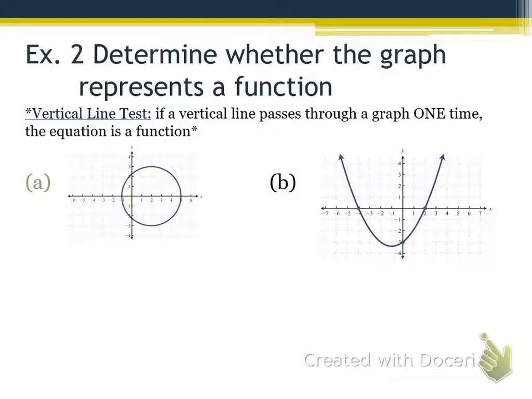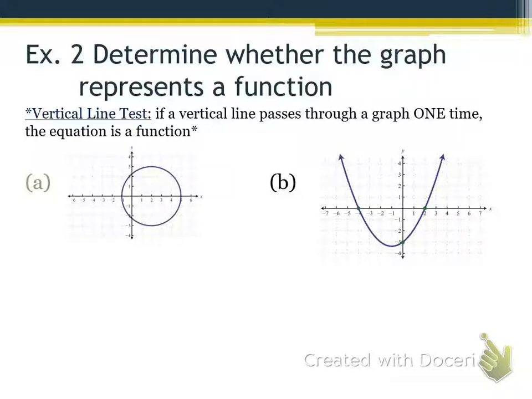The vertical line test. Now, technically, we could sit here and we could pull all the points off of the circle in letter A and all the points off the parabola in letter B. And then we could do what we just did. We could look at all of the x values and see if any of them repeat. But who in the world wants to take the time and do that? So there's something called the vertical line test.